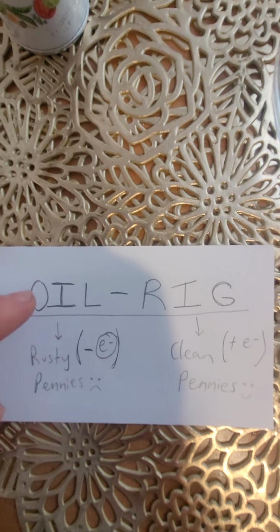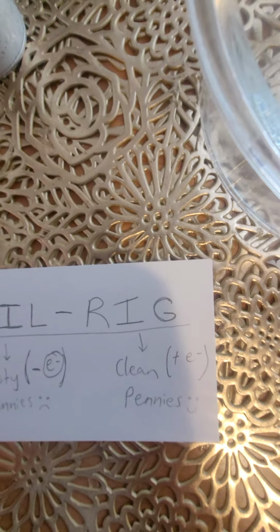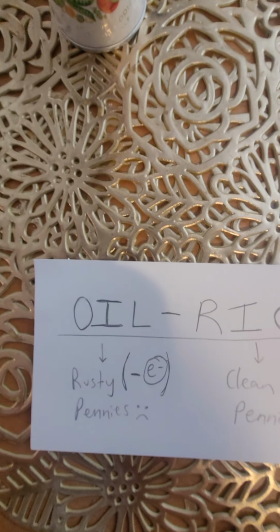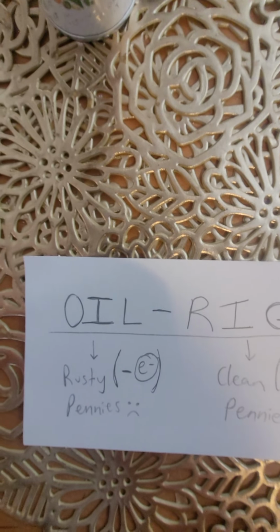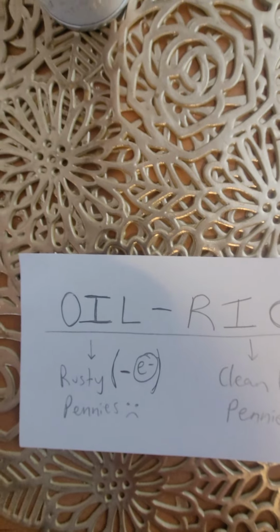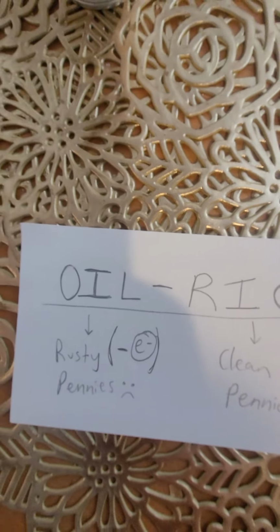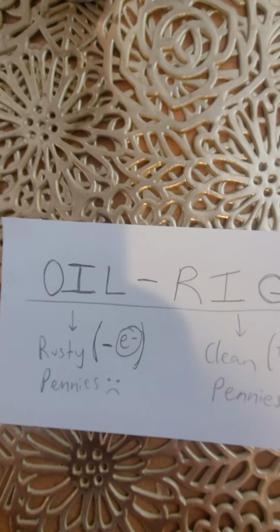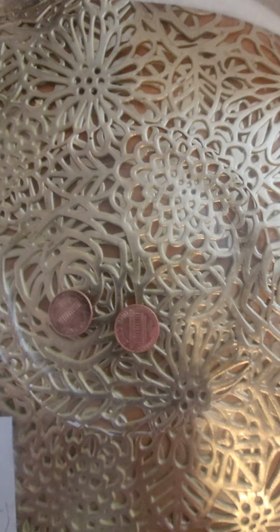Oxidation is lost. OIL RIG. Reduction is gained. We'll get to see that in just a moment. But let's go back to the oxidation process. So the pennies are rusted because the atmospheric air, we'll call it oxygen, because we are oxidizing an electron from the copper penny. So it starts rusting.